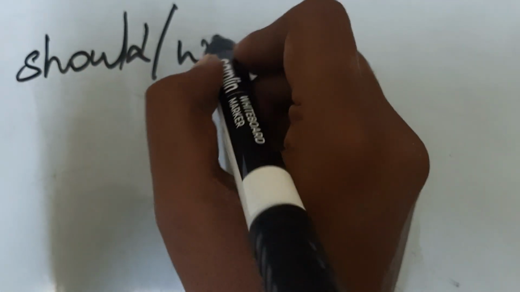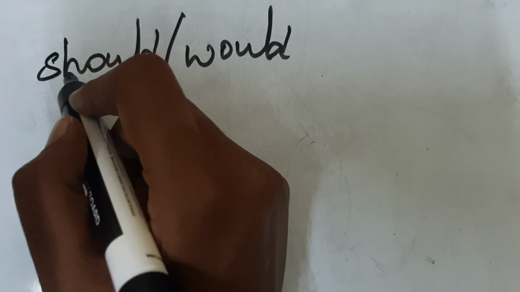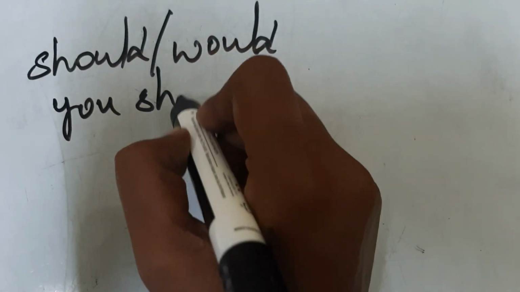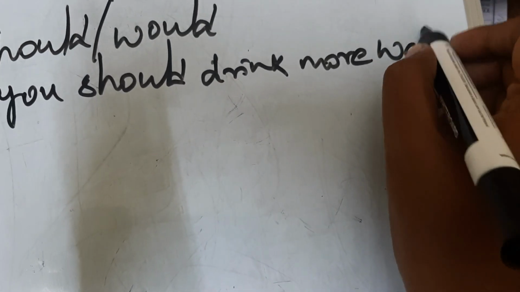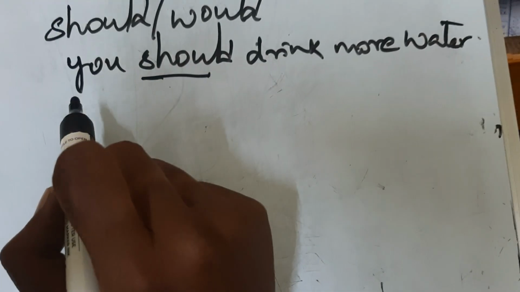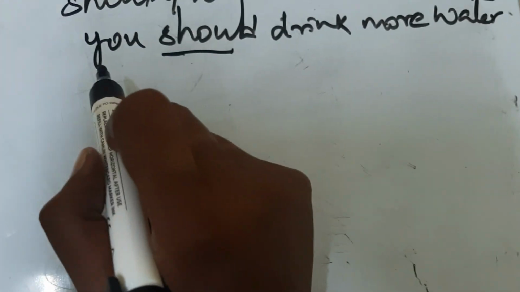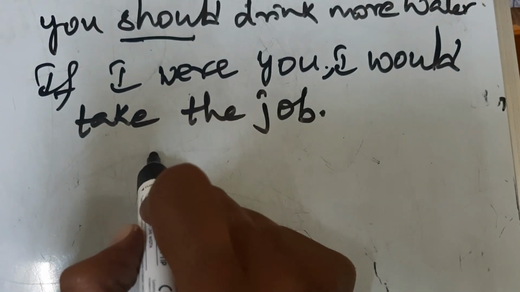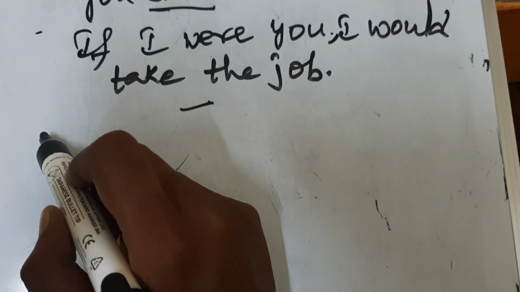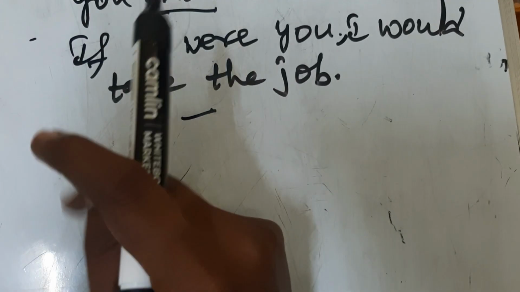The next helping verbs are should or would, which show advice or hypothetical situations. You should drink more water, which is advice. Should is used here. If I were you, I would take the job, which is a hypothetical situation. These were the different modal helping verbs.